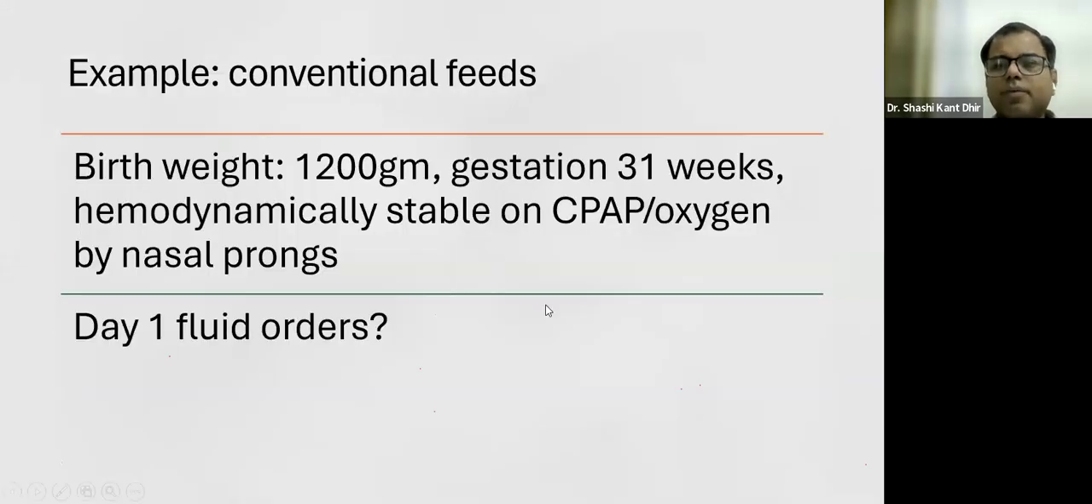Okay. So let me give an example. The same baby. So 1.2 kg baby, gestation 31 weeks, hemodynamically stable. The baby is on CPAP by nasal prong. Simple plain CPAP, stable. What are the fluid orders? Day 1 of life. Anyone?